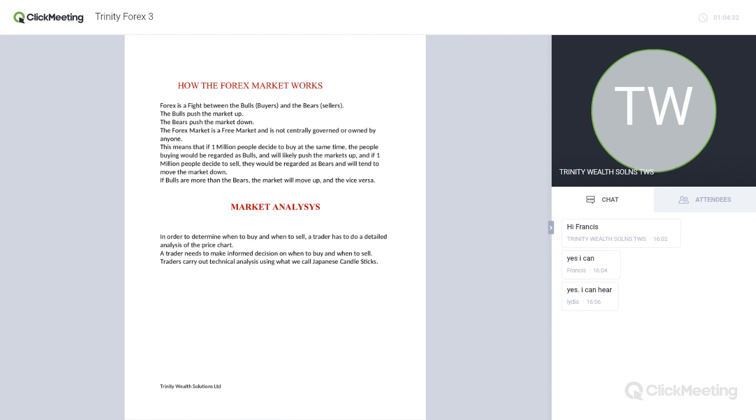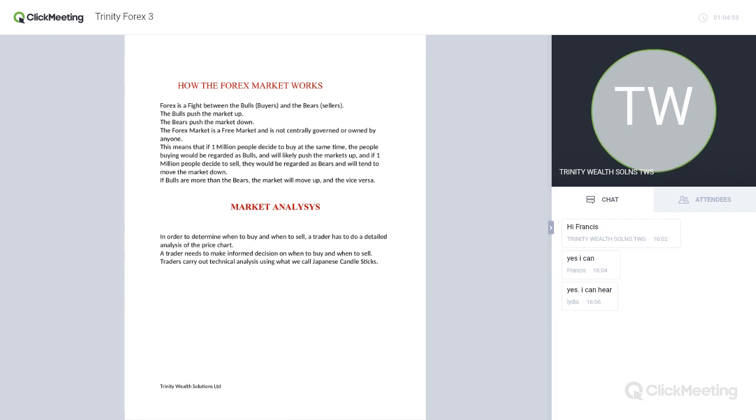a detailed analysis of the price chart. A trader needs to make an informed decision on when to buy and when to sell. So traders carry out technical analysis using what we call Japanese candlesticks. You're going to see exactly what Japanese candlesticks are.